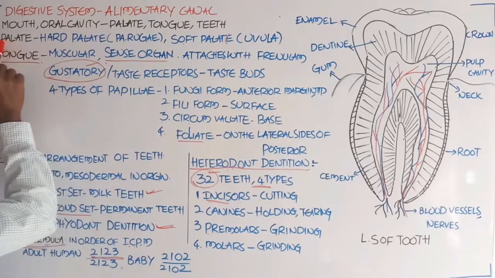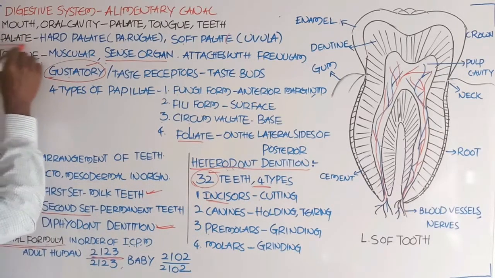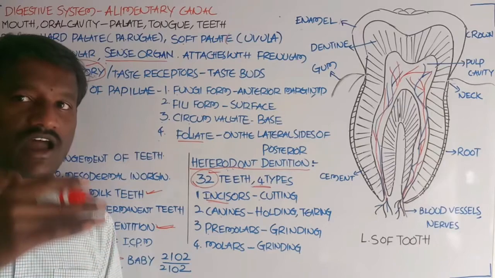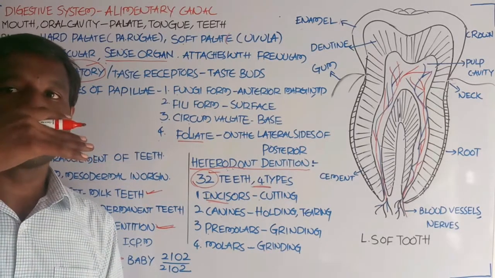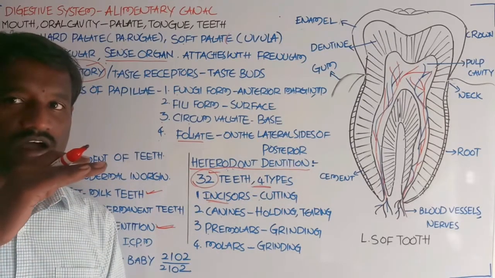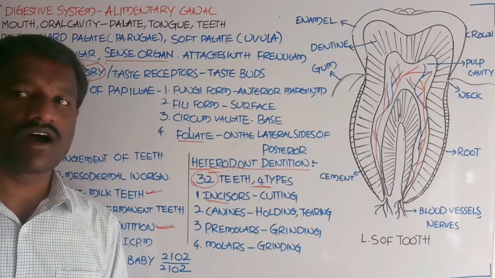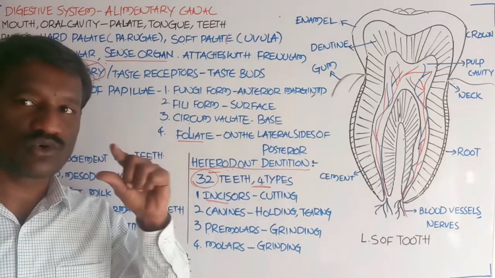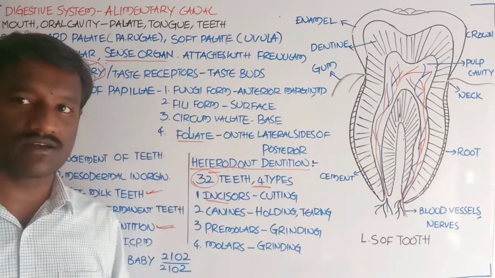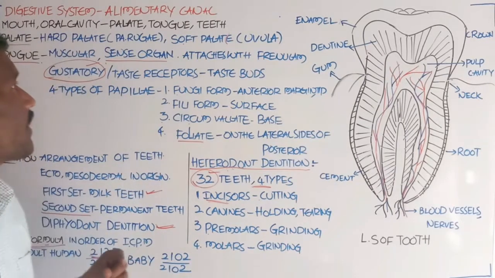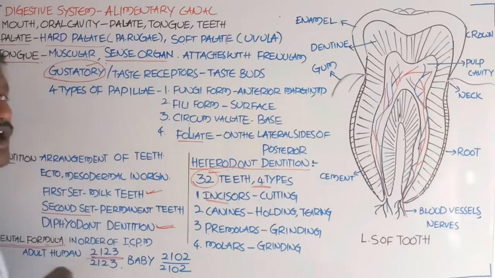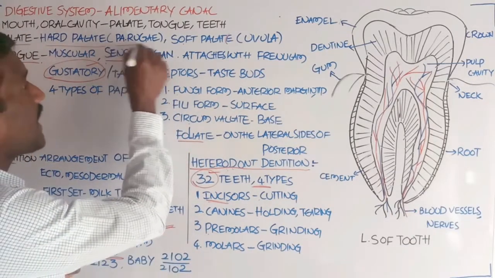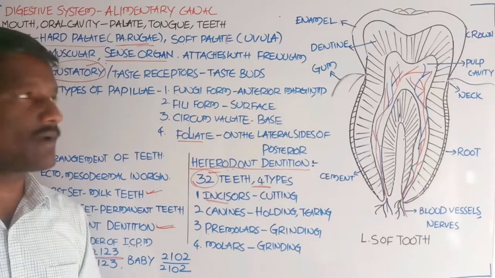Okay, and what about the palate? It is one of the structures in the oral cavity that divides the nasal chamber from the oral cavity. The palate separates the nasal cavity from the oral cavity, and it is divided into two parts: the anterior hard palate, which shows ridges. These are called palatine rugae.